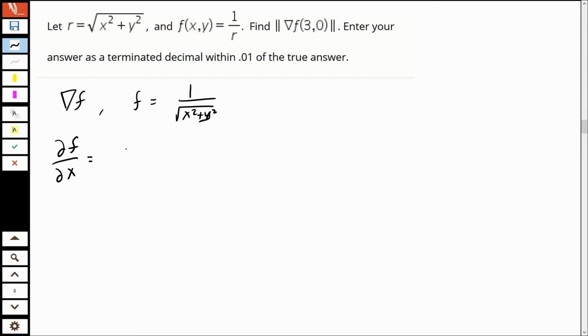So the derivative of 1 over square root, let me just write this as (x squared plus y squared) to the negative 1/2. So it's going to be negative 1 over 2 (x squared plus y squared) to the 3/2. But I also need to multiply by the derivative of what's inside, right? This is the chain rule. Actually, you know what? Let me just do this using the chain rule. This will be a lot easier.